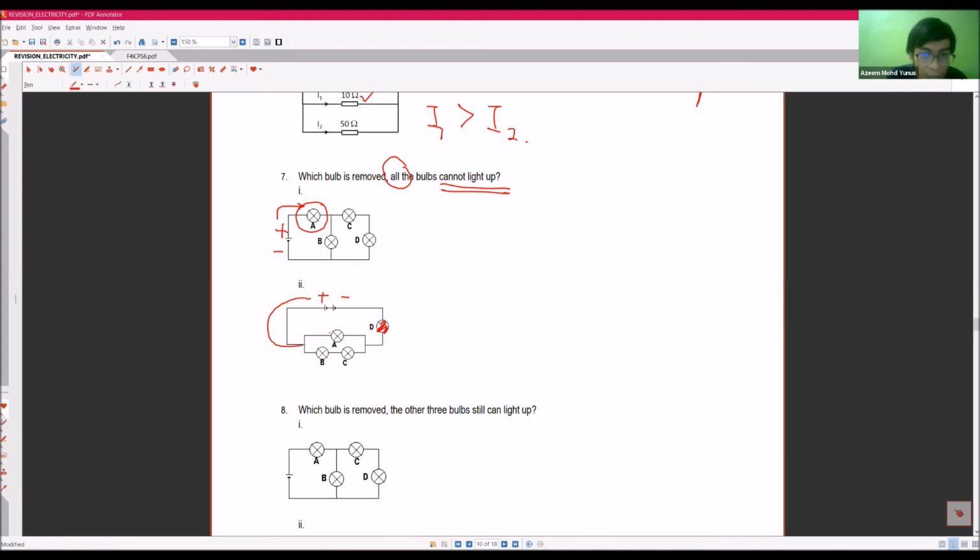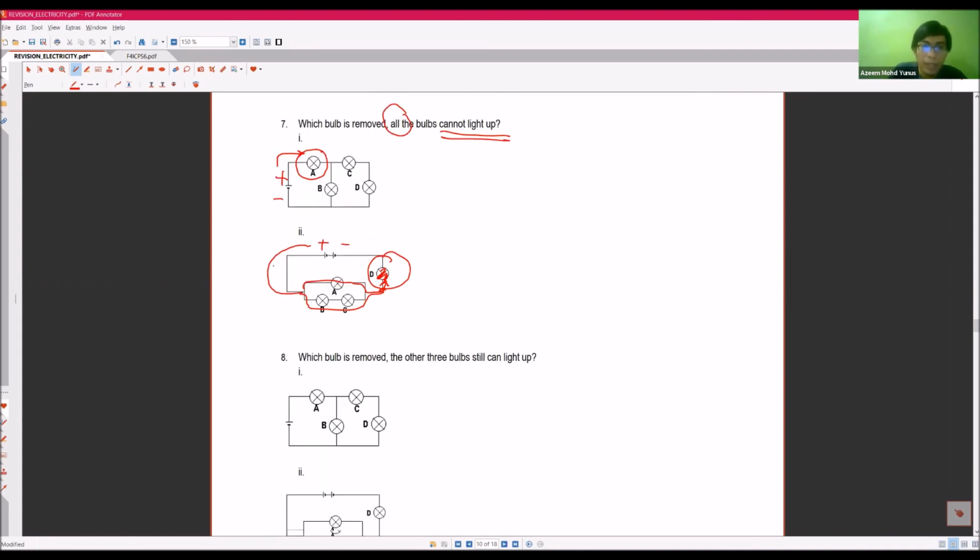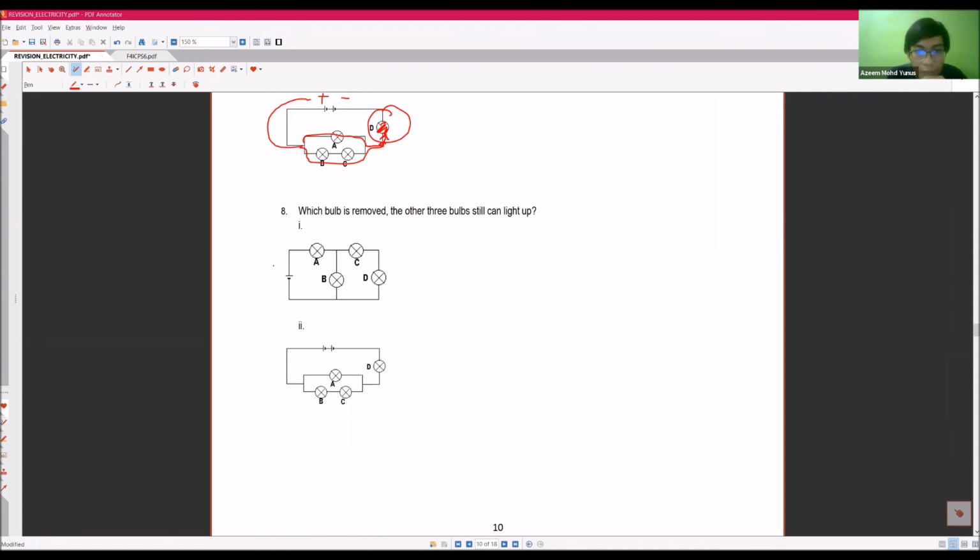So if we flow to the path A, then it's blocked. Path B and C are also blocked. So this is the correct answer here. D. Eight. Which bulb is removed, the other three bulbs still can light up. Okay, that means that if we remove one, then the other bulbs can light up.